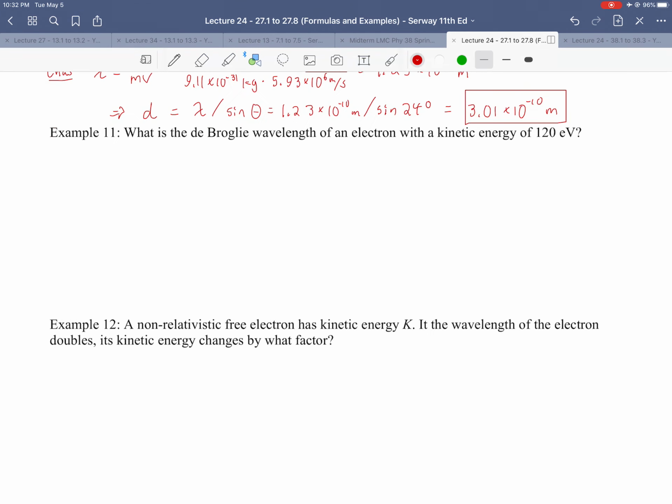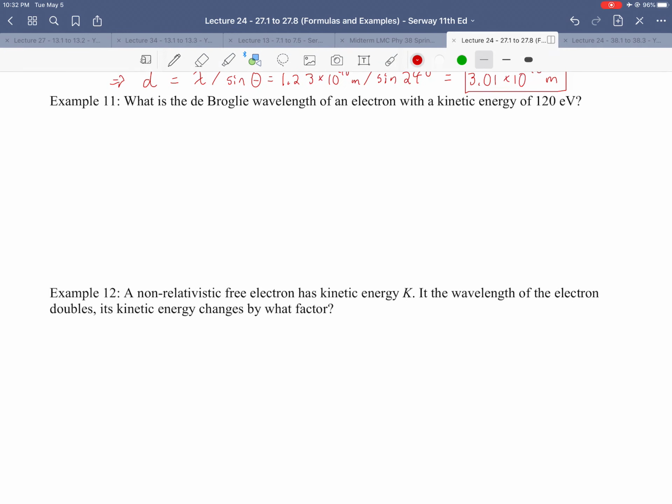Okay, so let's take a look. What was the other one I wanted to show you? So we have the de Broglie wavelength of an electron with a kinetic energy of 120 electron volts. Okay, pretty straightforward. It's the same approach. It just doesn't involve the diffraction as a final step. So definitely leave that for your practice. Make sure you can carry it through and it makes sense. It's good just to make sure you understand what all the variables are. Okay, so a non-relativistic free electron.